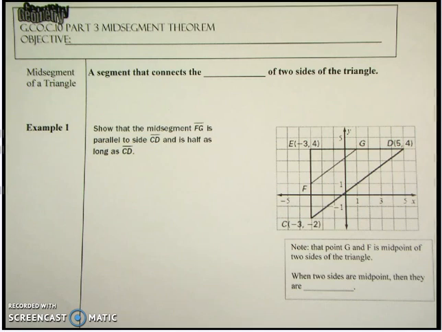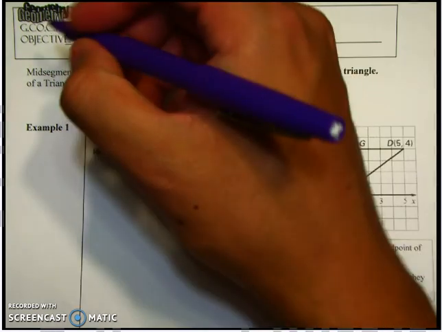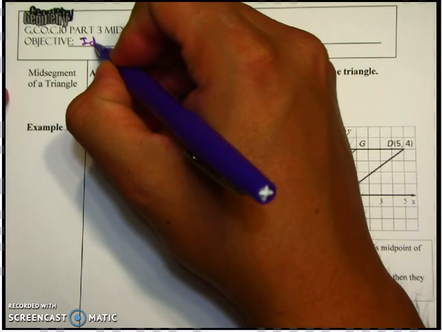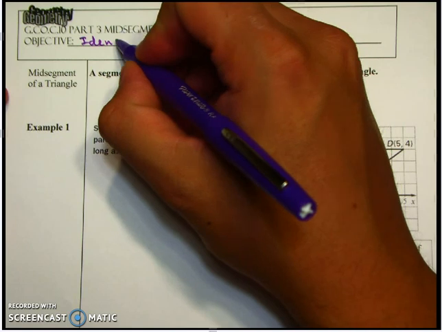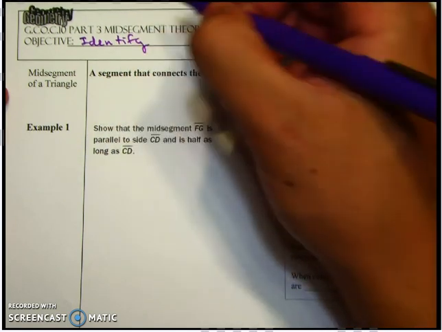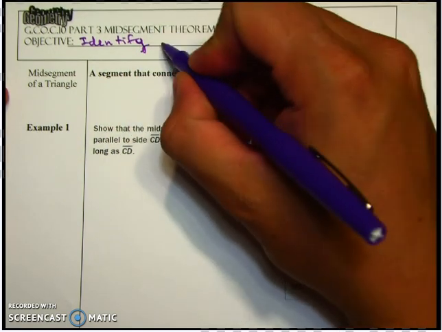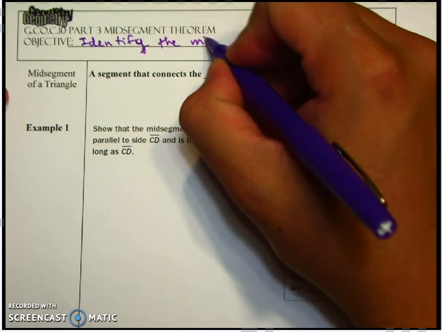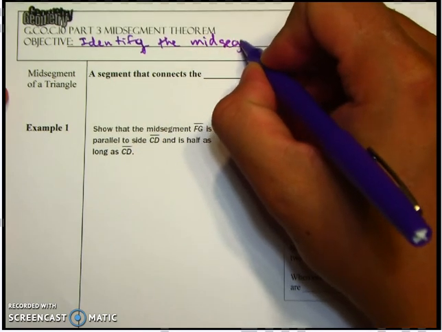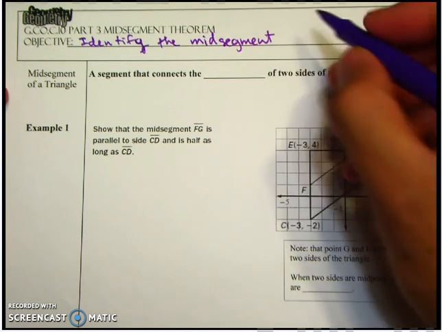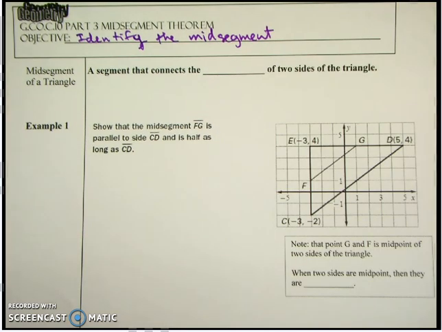Hi guys, welcome to the mid-segment theorem. Our objective today is to identify the mid-segment and learn how to use that property. And just basically know how to use that property.